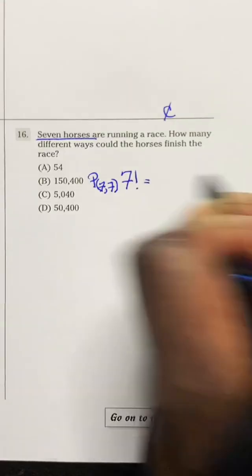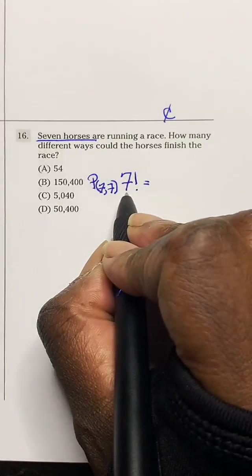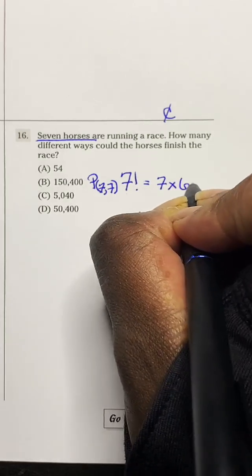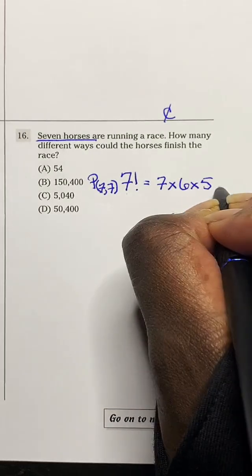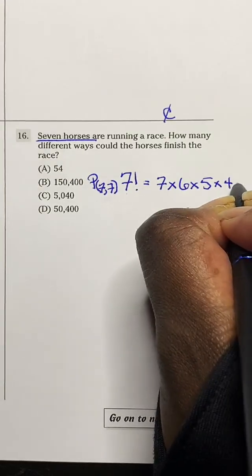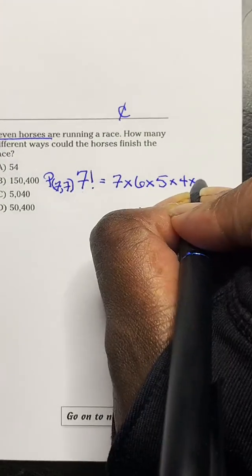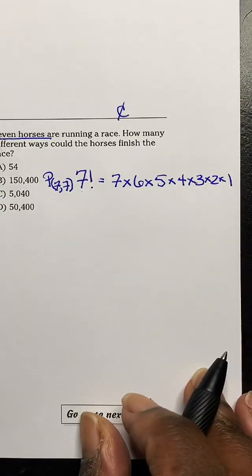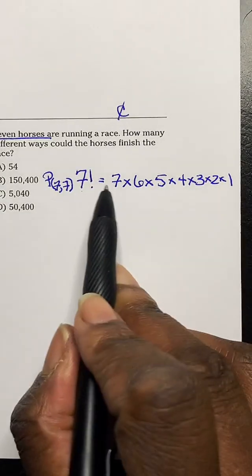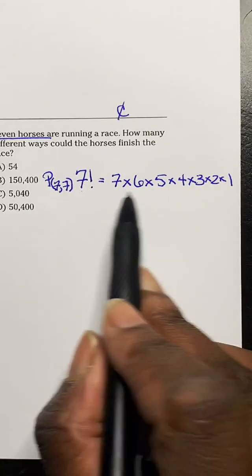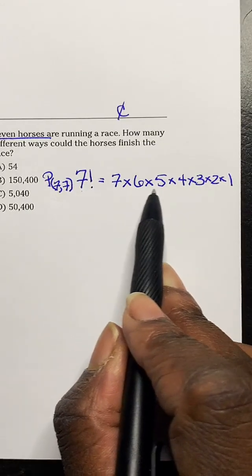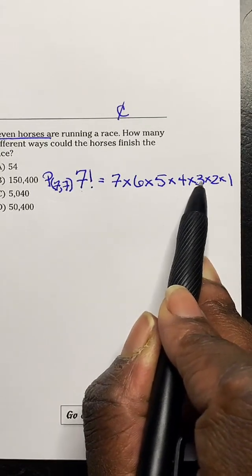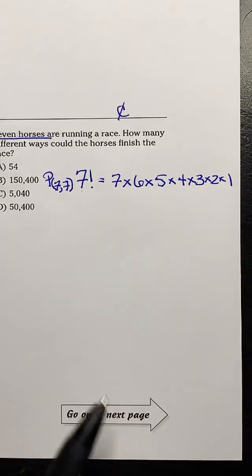Now, for those that don't know what a factorial is, it's basically the number that we're starting with, and we're multiplying all the whole numbers that are less than 7, all the way up to 1. This is just an abbreviation to help us understand that we're multiplying large numbers, multiplying 7 times 6 times 5 times 4 times 3 times 2 times 1.